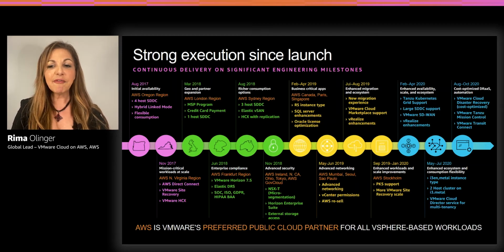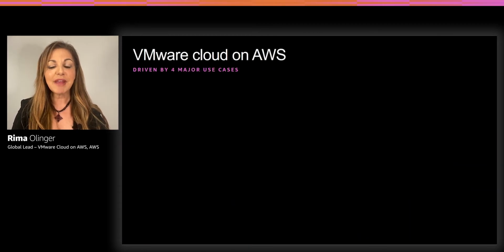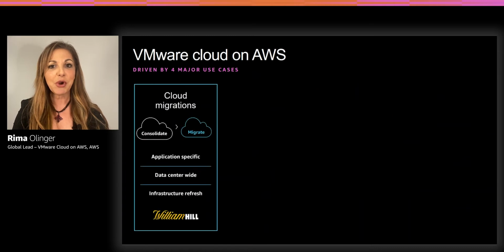We have seen four main use cases driving customer adoption for VMware Cloud on AWS. The first use case is cloud migrations. This could be application-specific migration or entire data center evacuations. This also includes situations where customers are undertaking infrastructure refresh and they want to leverage the opportunity to move to the cloud without any application refactoring.